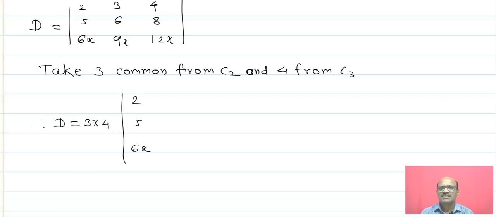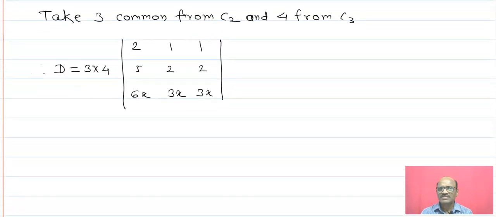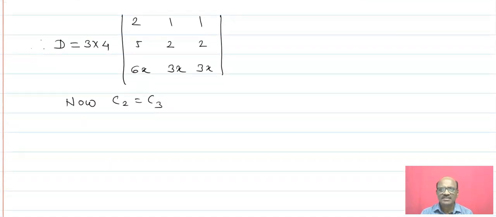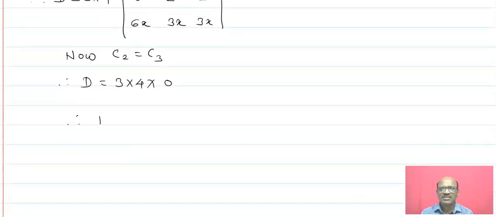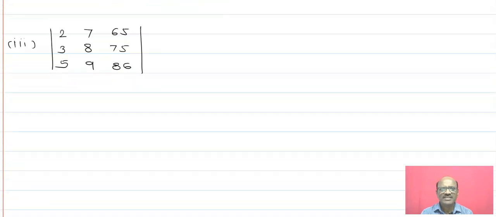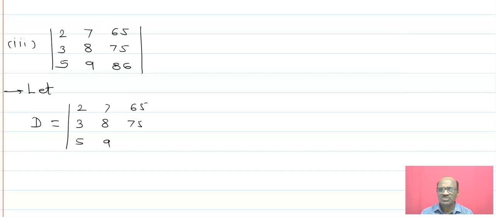That is a 3 is common. Again there is one more. If we take that common, then C2 and C3 both are identical, and that's why the value of determinant is 0. That is, without evaluating the determinant, you can write the value of determinant by using the property. And also if you solve that determinant, the value will be 0.